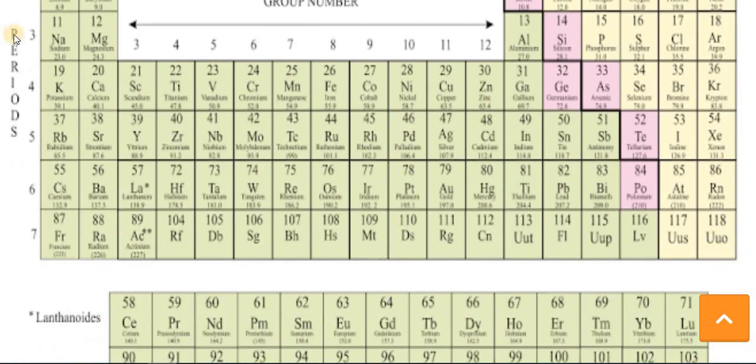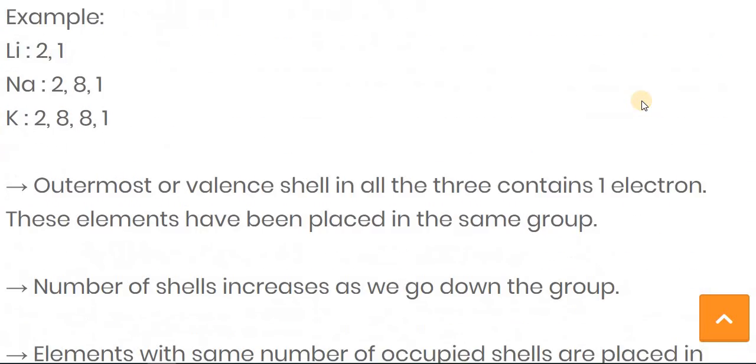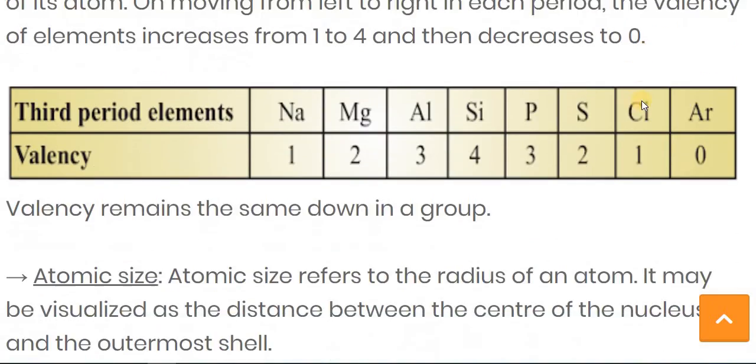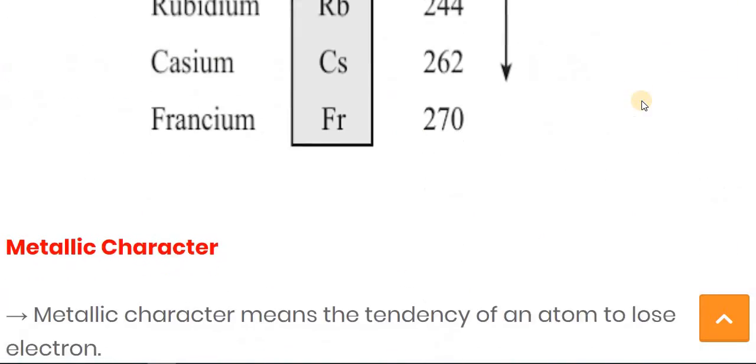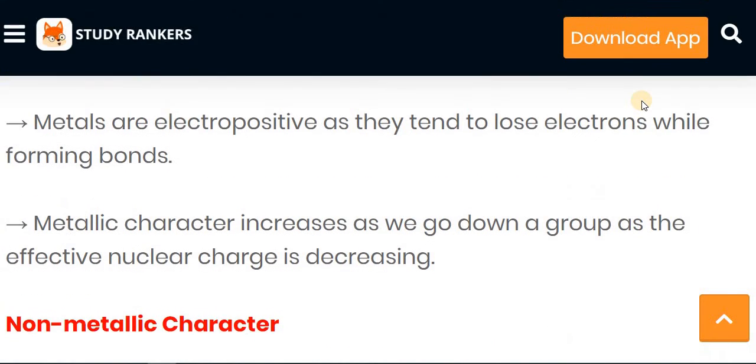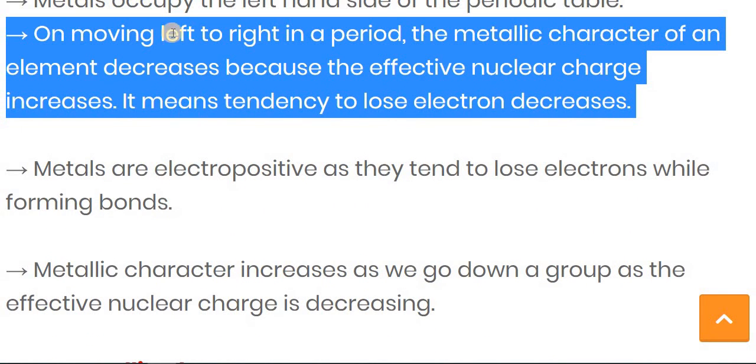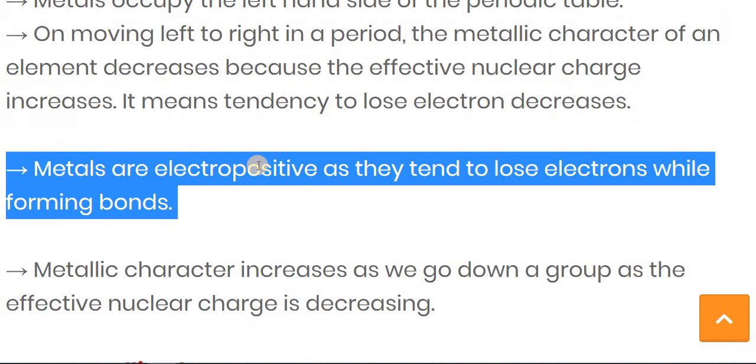If you are moving from left to right, then this pinkish part is the metalloids and this one is the non-metals. So moving from left to right, the metallic character decreases and the non-metallic character increases, because the tendency to lose the electron decreases due to the strong attraction force between the electron and the nucleus. The metals are electropositive as they tend to lose the electron while forming the bond.